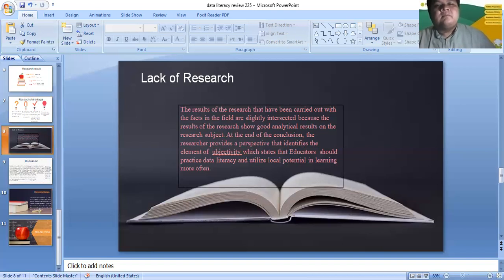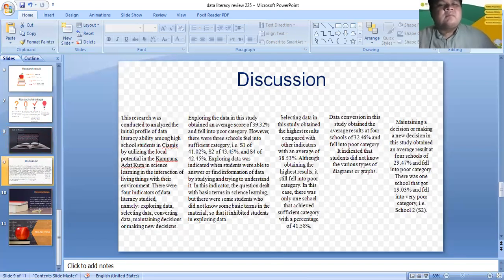What is the proof? The subjectivity which states that educators should practice data literacy and utilize local potential in learning more often. As we know, the recommendation is appropriate not to the educator, but to the governor, who has a policy to decide, his decision to develop or to improve the potential in Kampung Kuta. So we move next to the discussion of this journal.